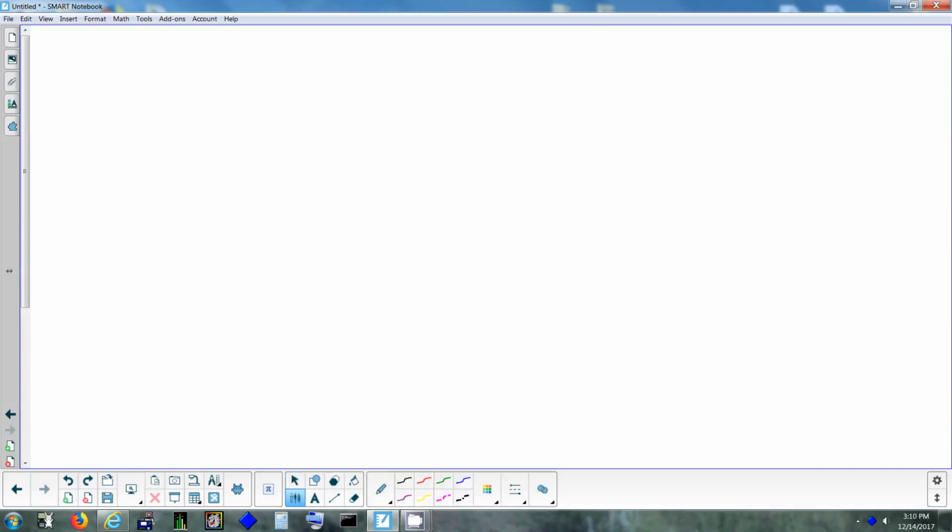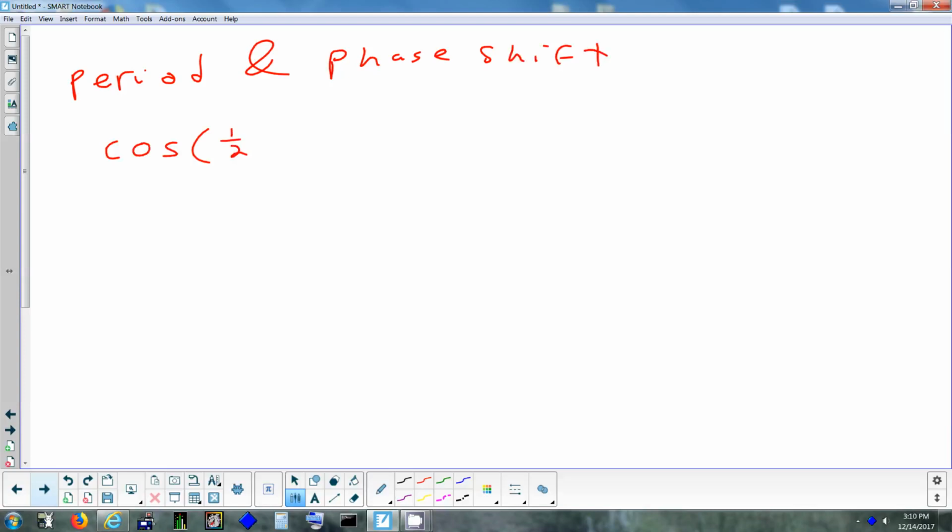All right, so let's look at a multi-transformation. What two transformations do you want to combine? We'll do two, and you pick two. Can we do period change and phase shift? Okay. So those are both things that are inside the parentheses. You didn't give me anything on the outside. So let's do cosine of 1/3 x minus pi.